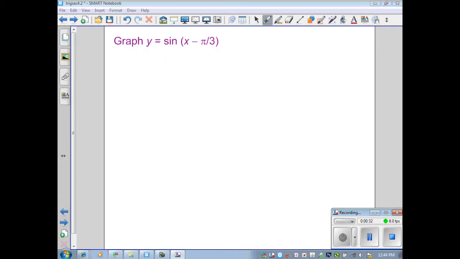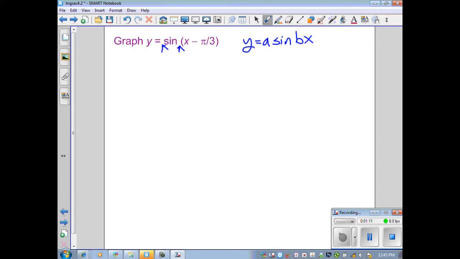Recall that our general function for sine is y equals a sine bx. And in this instance, our b is going to be located in between the sine and our first set of parentheses. Our a is still located in front of the sine. The only difference in this function is that I have a minus pi thirds in the interior of my function. That's going to be my translation or my phase shift. From the previous section, we already know how to graph the sine function, and we're going to follow the same exact procedure here, assuming that minus pi thirds is really not in the problem.